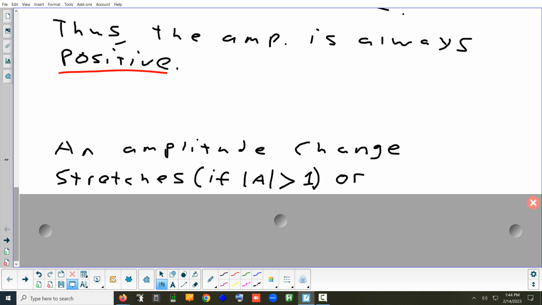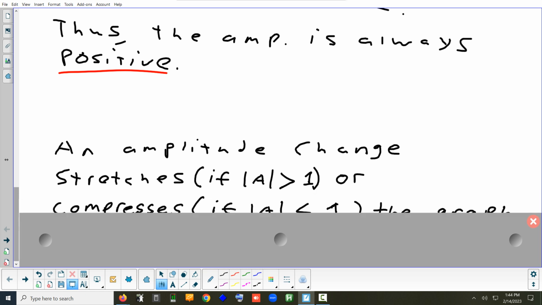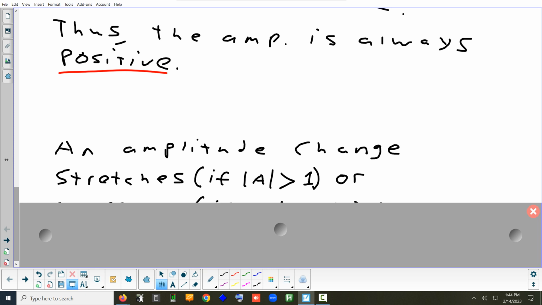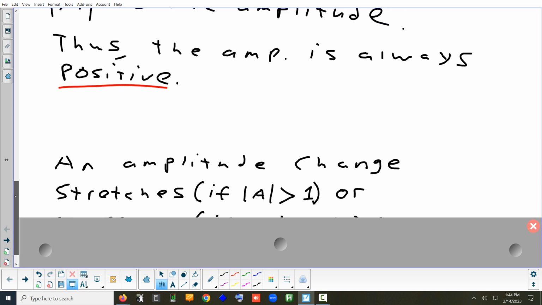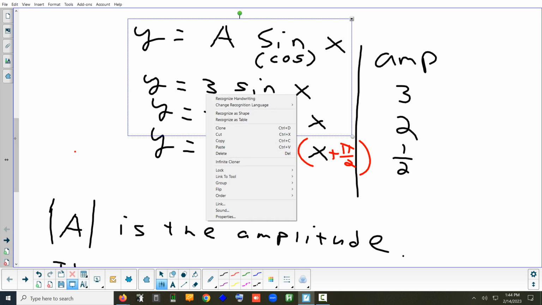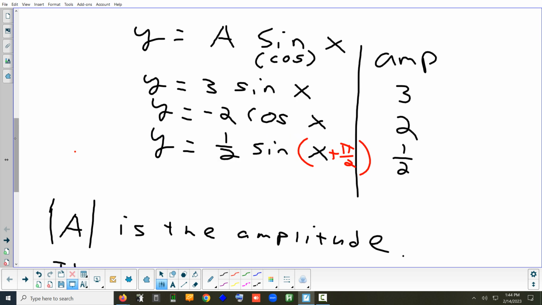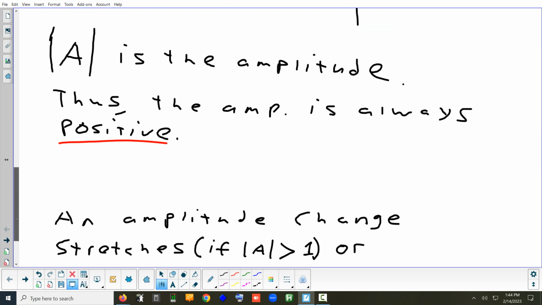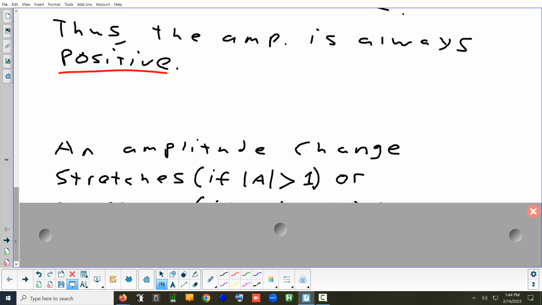So one of two things is going to happen when you put a number in front. If the number that you put in front is bigger than 1, the absolute value of it, it's going to stretch. So if we go back up, this first one is a stretch. The second one is a stretch. It's also a flip, but I didn't really care about that. So the first one and the second one are both going to cause the graph to stretch.